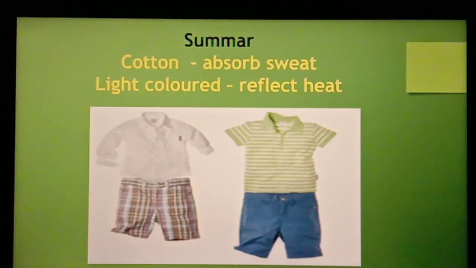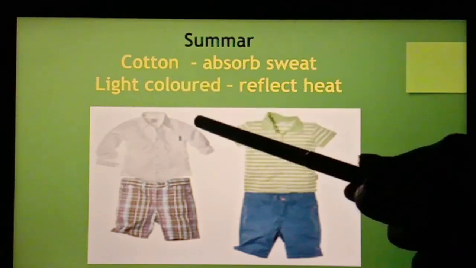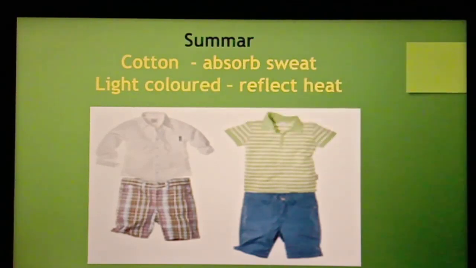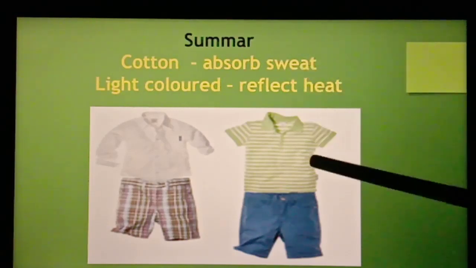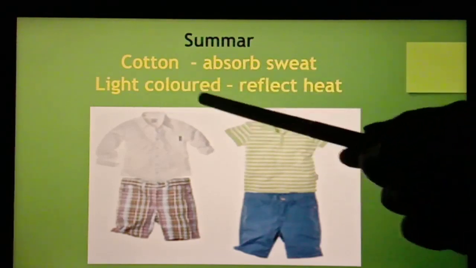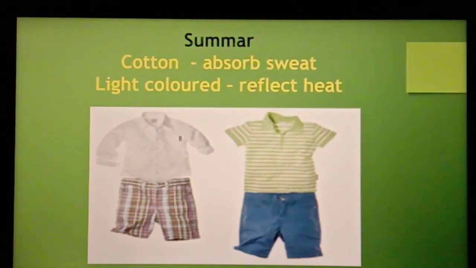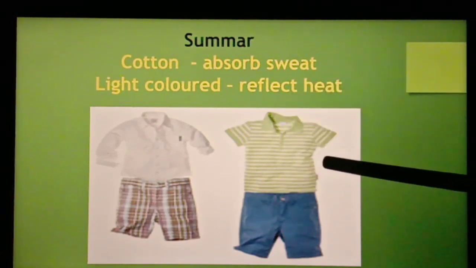As we all know, we have two major seasons, summer and winter, and we use different kinds of clothes during these seasons. As you might have observed, in summer we use cotton clothes and light colored clothes. There's a reason behind that. Cotton can easily absorb sweat and it can prevent our body from infection. And light colors reflect heat, so we will not feel as warm from the sunlight.